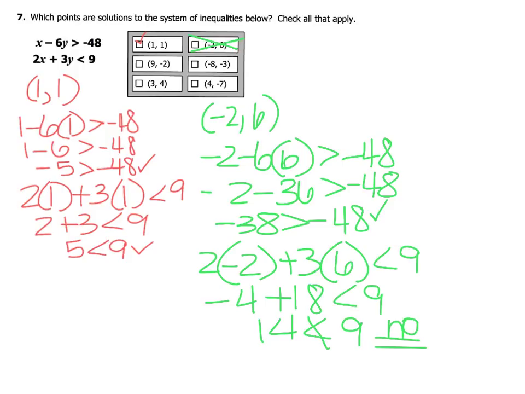All right? Now I want you guys to continue checking all of these points. So check the last 4. Pause your video and check those last 4. When you come back, I'll have the answers written on your screen and we'll go through it together. All right, so go ahead and pause your video now and check those last 4 points.